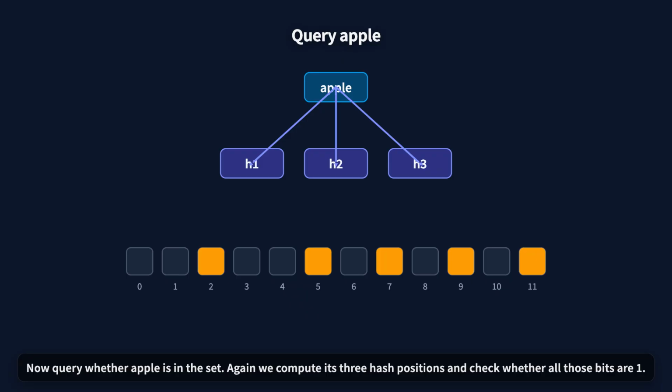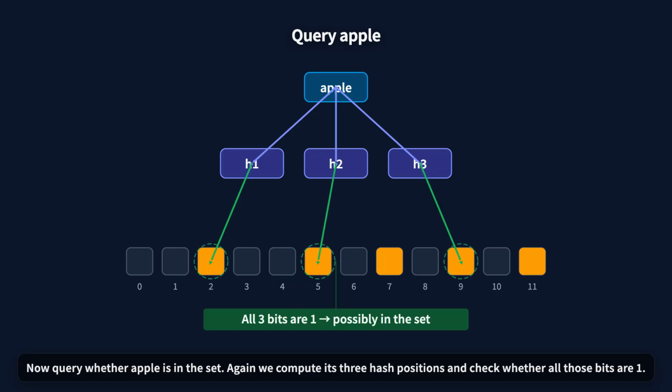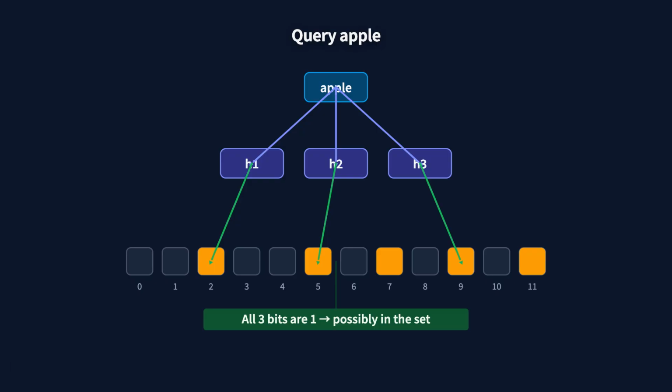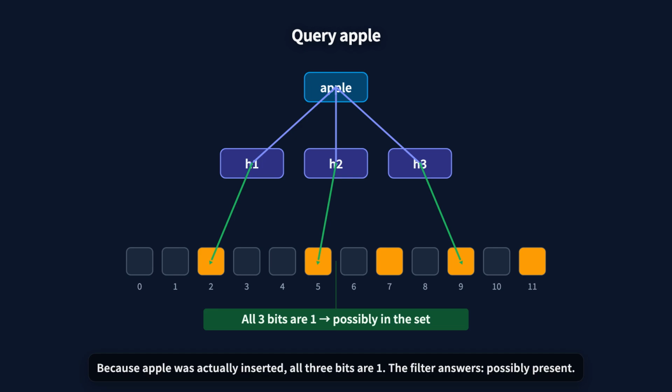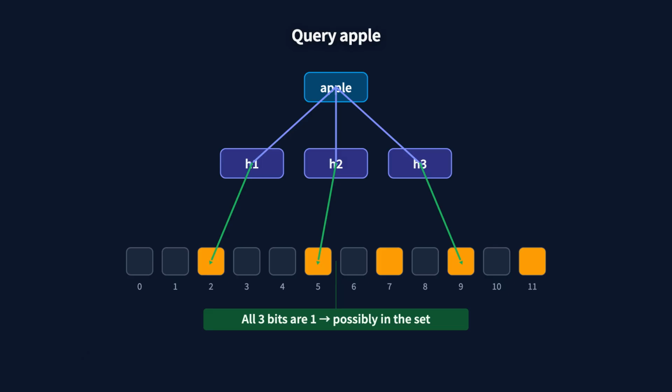Now query whether apple is in the set. Again, we compute its 3 hash positions and check whether all those bits are 1. Because apple was actually inserted, all 3 bits are 1. The filter answers, possibly present.